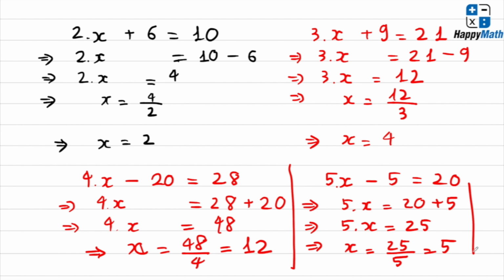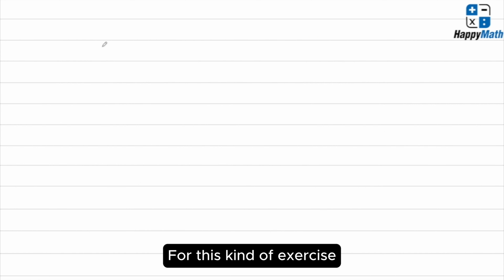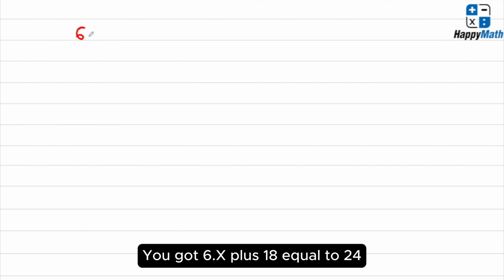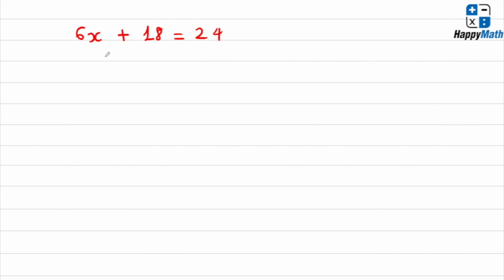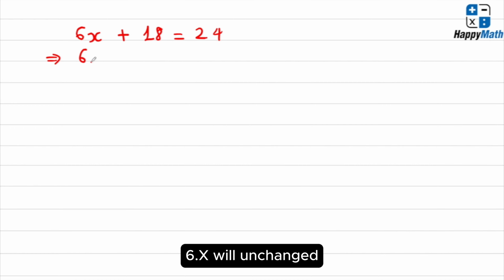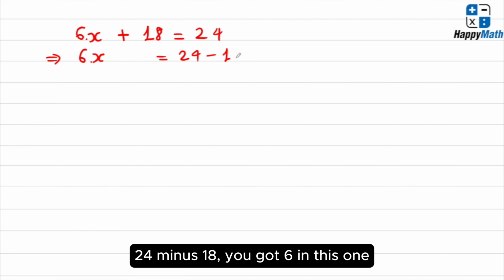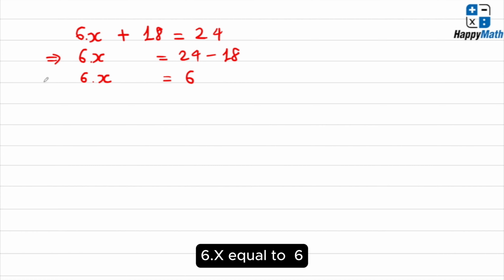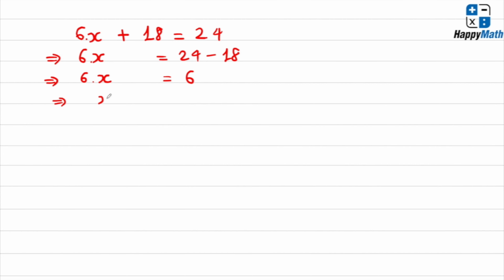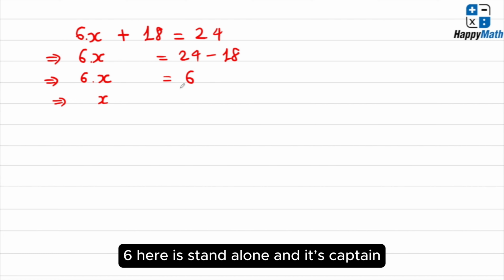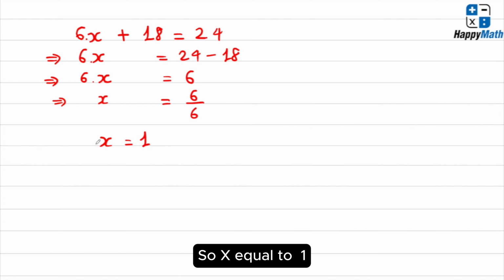Okay. Two more examples for this kind of exercise. You got 6x plus 18 equal to 24. How can you work with this one? 6x is unchanged. 24 minus 18, you got 6 in this one. 6 times x equal to 6. 6 here is standalone and it is captain. 6 over 6 equal to 1.